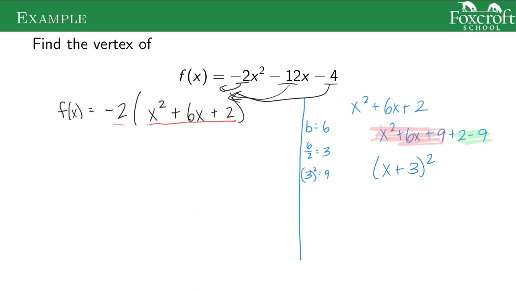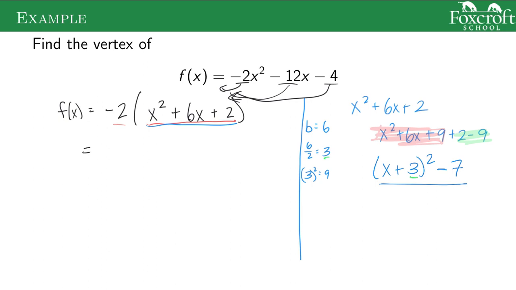And again, this 3 is coming from there. And then 2 minus 9 is minus 7. All right, so that part, x squared plus 6x plus 2, is the same thing as x plus 3 squared minus 7. So what I'm going to do is take this answer and replace that with it, because these two things are equal to each other, but one has completed the square.